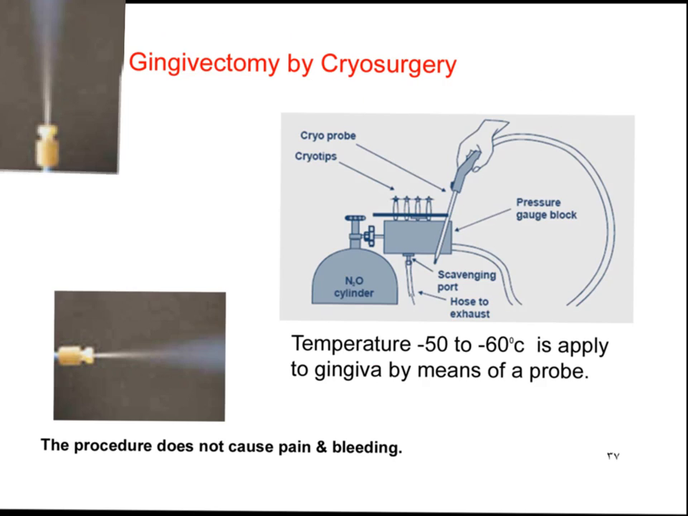Gingivectomy by cryosurgery. The cryosurgery machine works with cryoprecipitation, where a temperature of -50 to -60 is applied to the gingiva by means of a probe, and the procedure is painless and without bleeding.